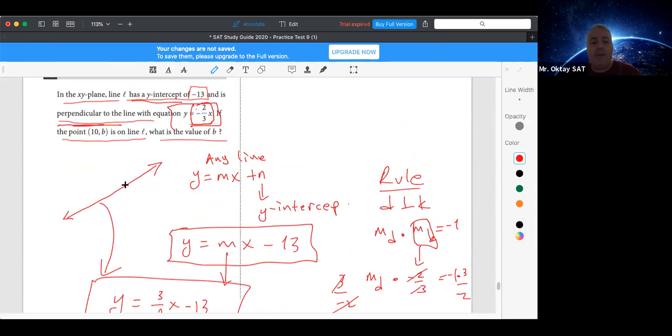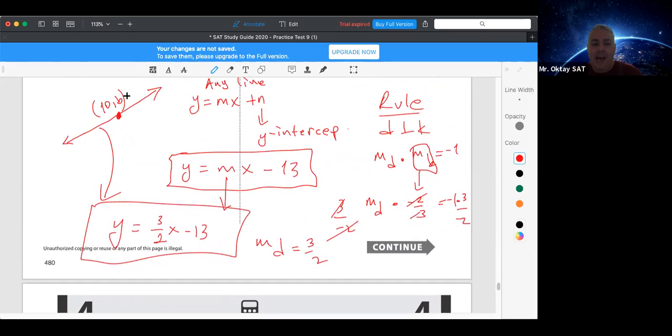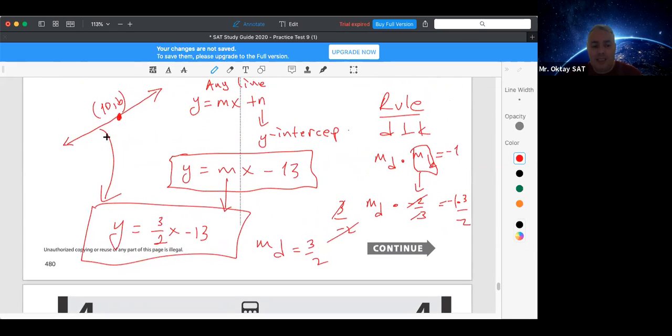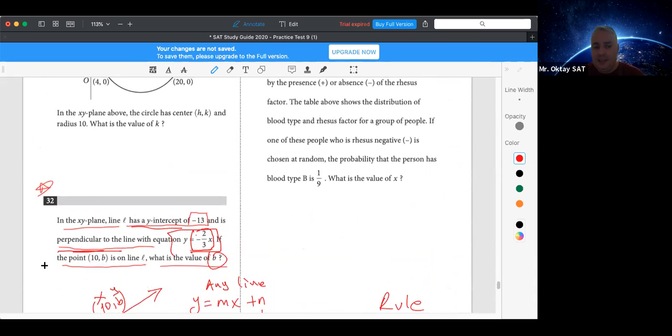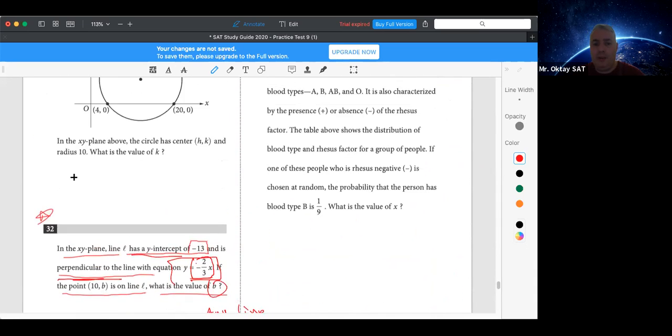If the point (10, B) is on line L, so there is a point (10, B) which is on this line. What is B? Simple. Why simple? (10, B) satisfies this equation since it is on it. When x is 10, y is B. So put it: B equals 3 over 2 times 10 minus 13. So the result is 15, minus 13, which is 2. B is 2. That's it. This is a good question. You may have a look at this.